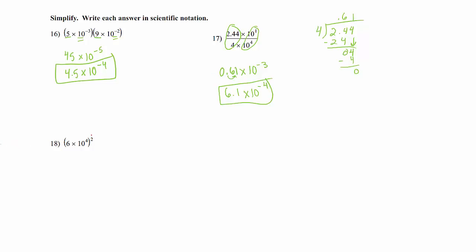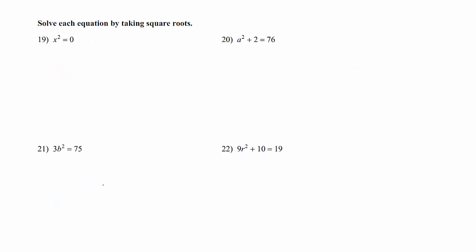Now on 18, when it's to a power, we give everything inside a power. So 6 squared times 10 to the 8th. 6 squared is 36, which is bigger than 10, so we need to make this 3.6. We added a decimal, so we're going to add to our exponent. And that is scientific notation.